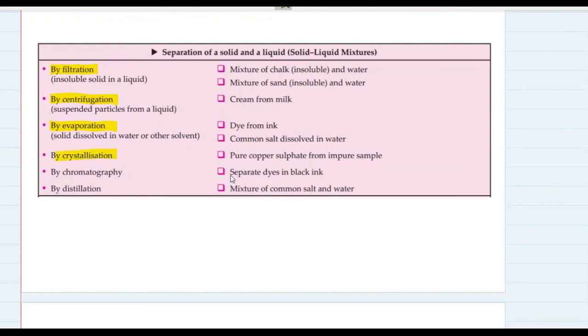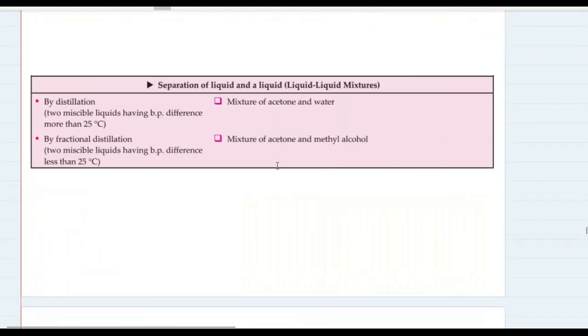Crystallization, pure crystals of a substance, of a salt, are obtained by using this method, crystallization. Dissolved solids can be obtained separately by chromatography. Distillation can be used to separate the solid and liquid components separately. For two liquids, you can use distillation, fractional distillation, or you can use the method of gravity separation. That is your separating funnel.